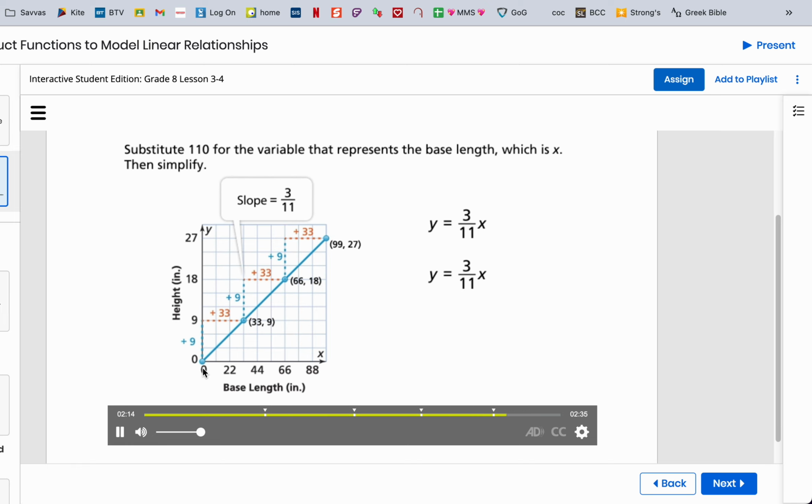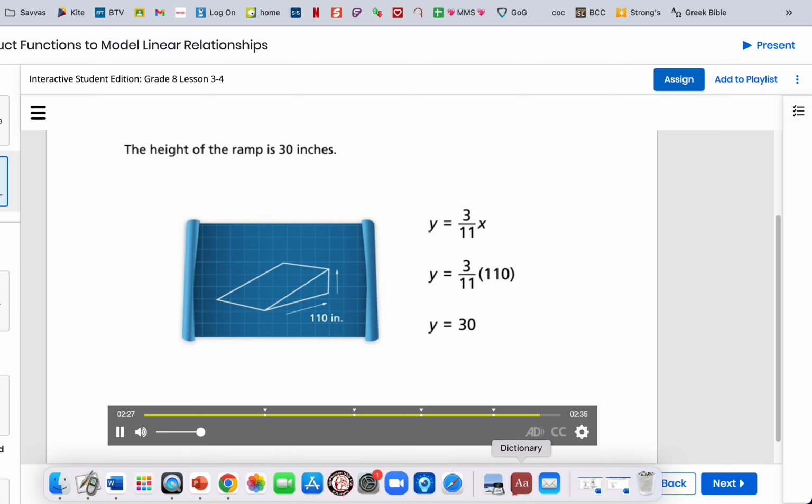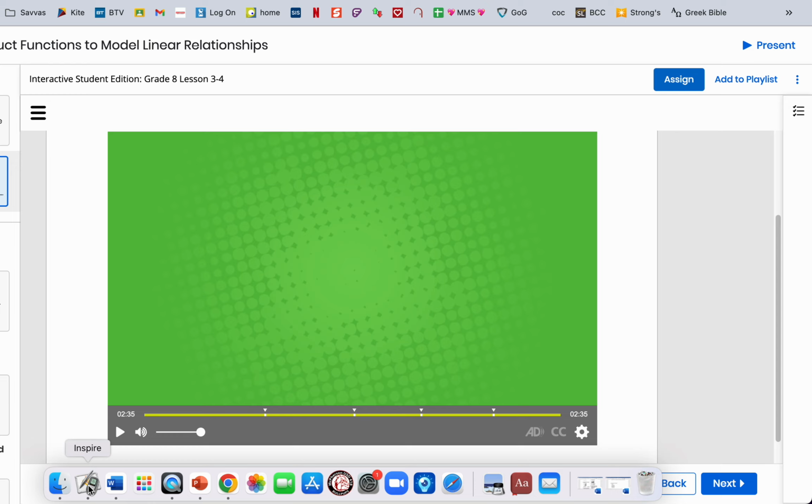Substitute 110 for the variable that represents the base length, which is x. Then simplify to find that y equals 30. Our results show that the height of the skateboard ramp is 30 inches when its base length is 110 inches. Now you know how to write the equation and use it. We've been doing that for weeks now. Let's look at some examples.